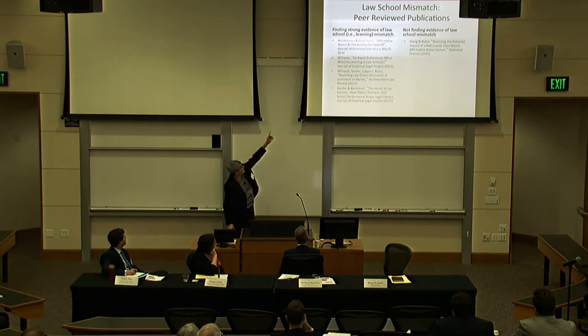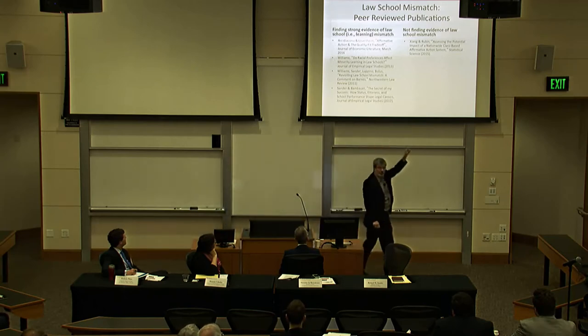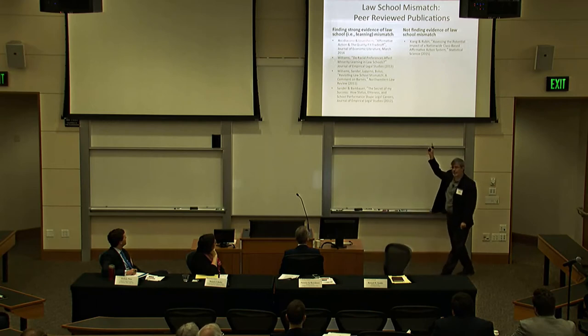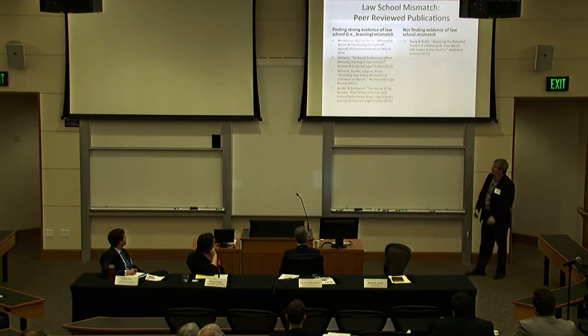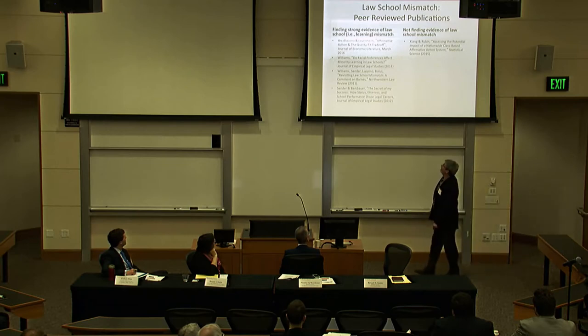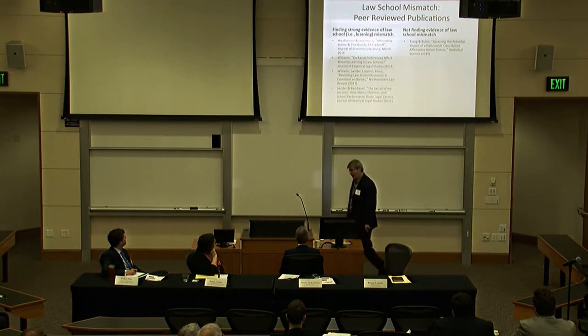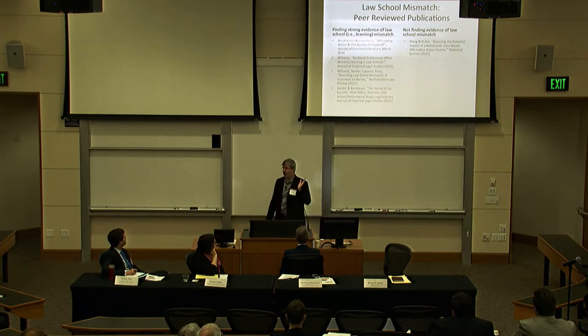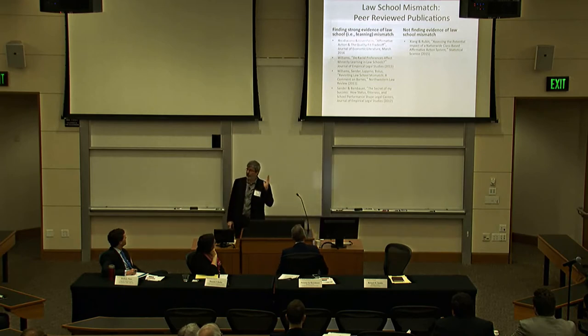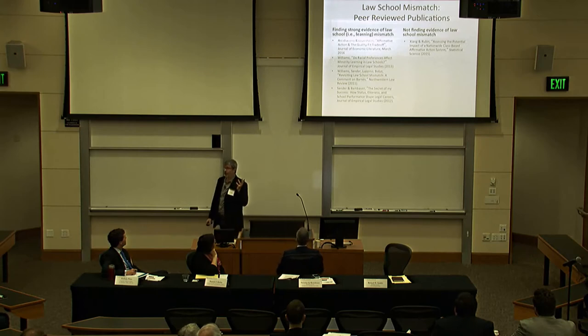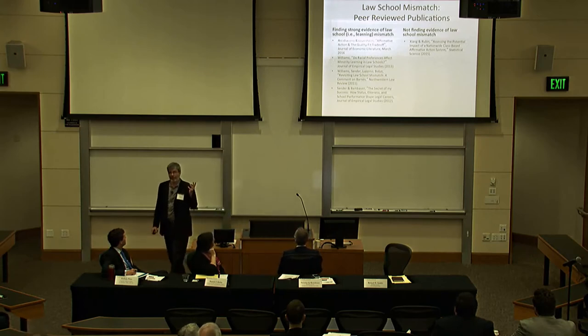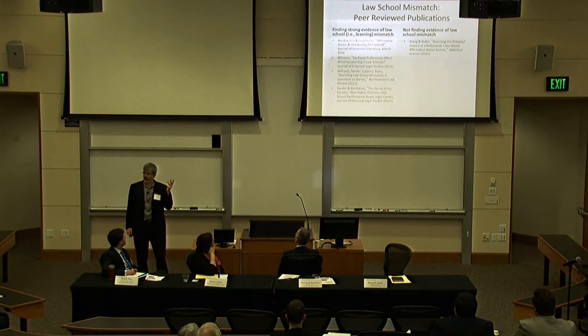Four prominent ones are listed here. There's only one article that's been peer-reviewed that actually finds an absence of mismatch effects. And that one, you can argue, really doesn't belong on the list because it really wasn't a test of mismatch. But several studies that have specifically tested mismatch and that have been published in top empirical journals have found very strong evidence of law school mismatch. So the weight of evidence now on this issue is quite overwhelming on the side that mismatch effects do exist and are fairly large.